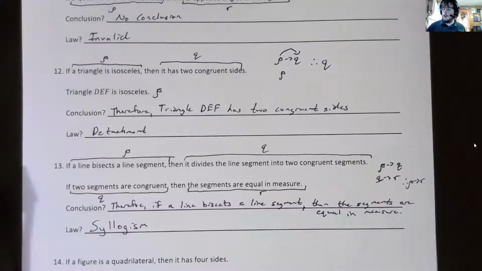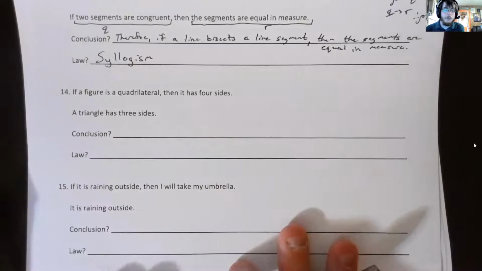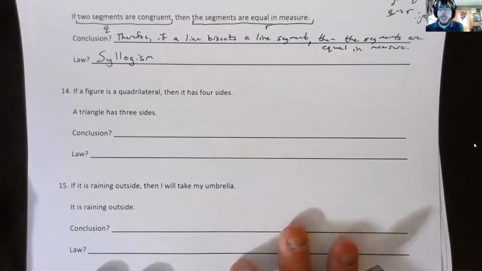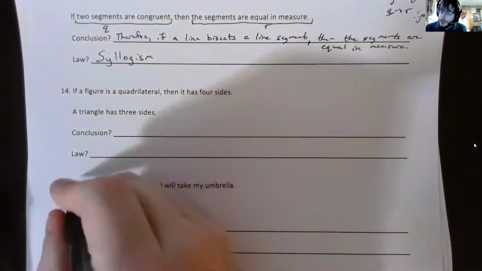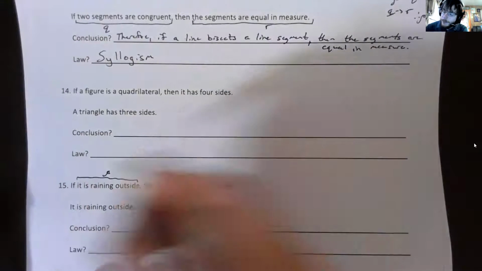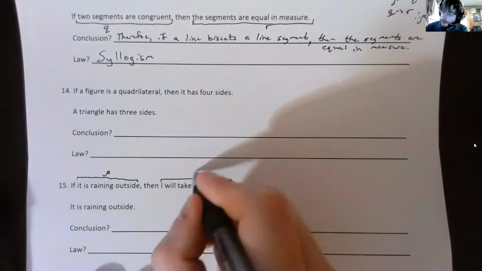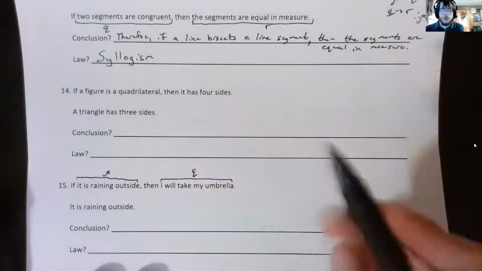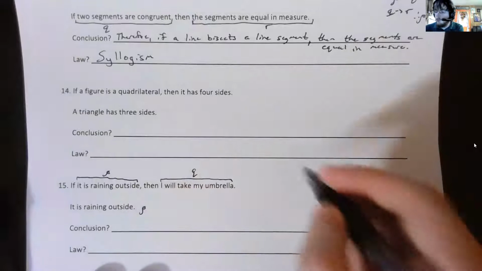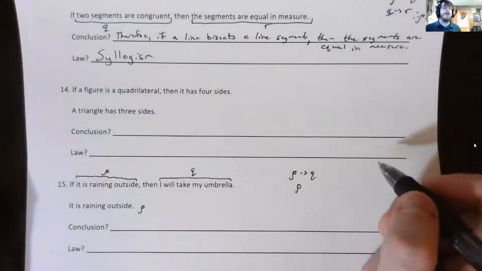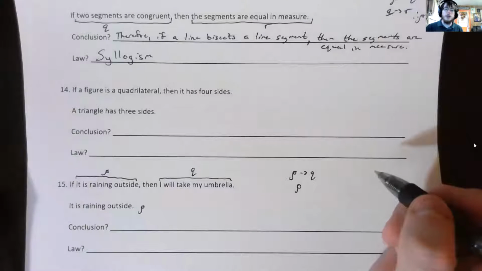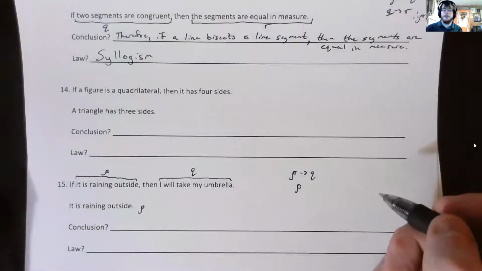Okay, we're going to skip number 14 and we'll go on to 15. 15 says, if it is raining outside, then I will take my umbrella. It is raining outside. So P will be, it is raining outside. Q will be, I will take my umbrella. And then it says, it is raining outside, so that would be P again. So we have P implies Q and P. We have one if-then statement. So we're looking to see if we can use the law of detachment.